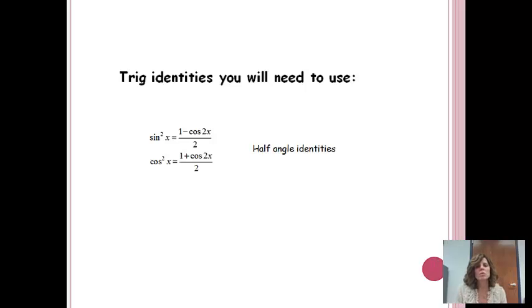Great, two trig identities that we will make use of are our half angle identities. You'll notice we have one for sine squared and we have one for cosine squared. It gets rid of the squared altogether, and notice they both contain cosine. One has a minus, one has a plus. So let's dig right in.